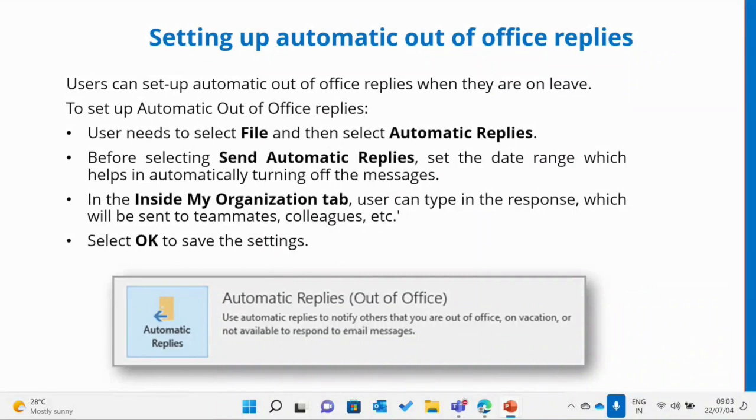One, users can set up automatic out of office replies when they're on leave. To set up automatic out of office replies, they need to select File and then select Automatic Replies. Before selecting Send Automatic Replies, they can set the date range, which helps in automatically turning off the messages. And in the Inside My Organization tab, users can type in the response, which will be sent to teammates, colleagues, etc. Once they select OK to save the settings, the automatic out of office replies will be set, right? So let's see how to set up automatic replies.